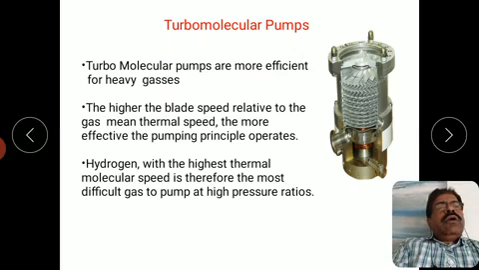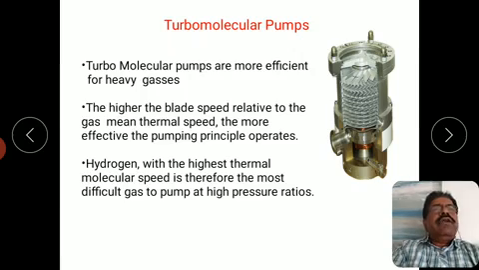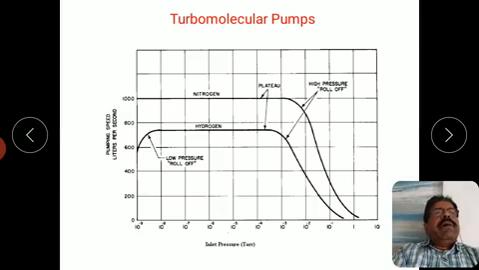And to achieve a rotor blade velocity comparable to this average thermal velocity of hydrogen is quite difficult. You cannot increase the rotor speed too high, and therefore the pumping of the lightweight molecule hydrogen is difficult. That is, you can say, a limitation of this turbomolecular pump.